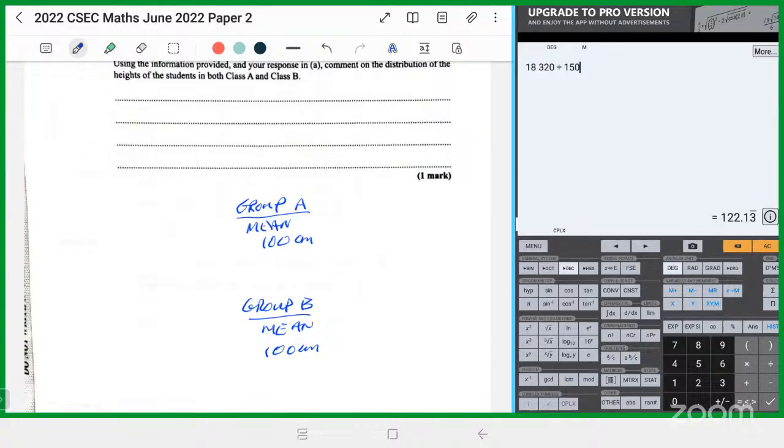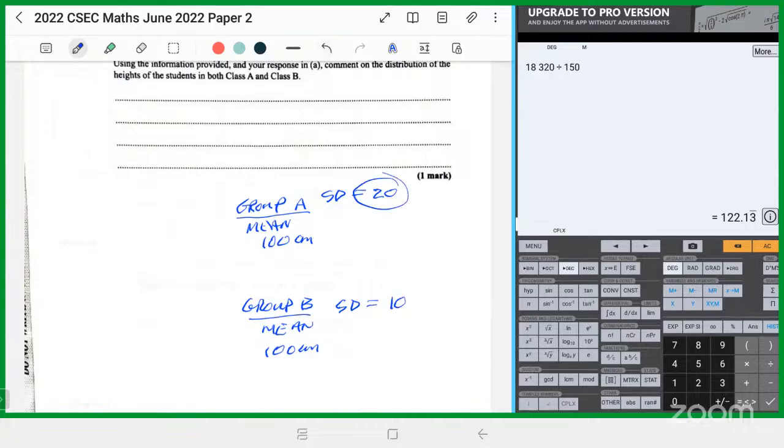Now let's say for group A, the standard deviation is equal to 20. And the standard deviation for group B, let's make it less. Let's make it equal to 10.